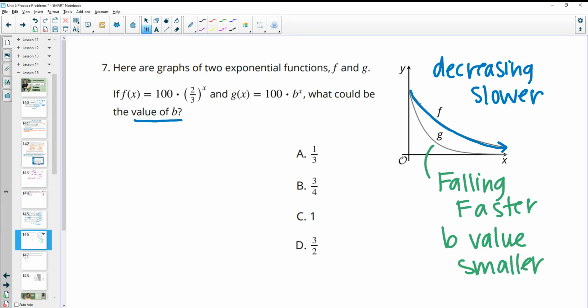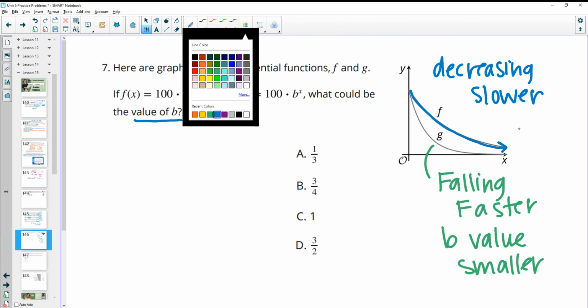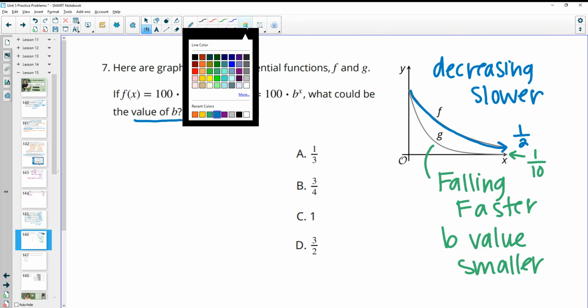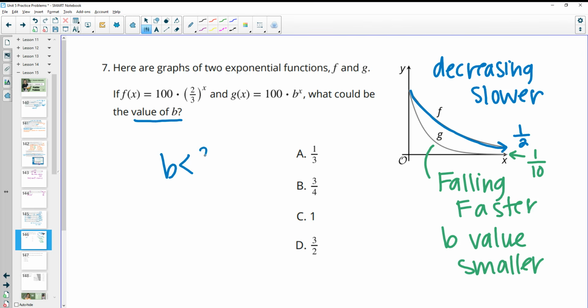And if it's decreasing faster, that means your b value is smaller. Okay, so like if this one's decreasing at half the rate, like if the decay factor is 1/2, then this one would be decreasing faster than that, meaning it would be a smaller number, like 1/10 of the size, not a bigger number. So we want to look for a b value that's less than 2/3. And so 1/3 is definitely lower than that. So that one would be good. And there's really only one answer. So this is the answer.